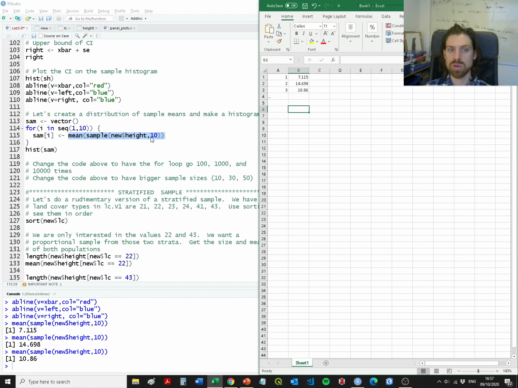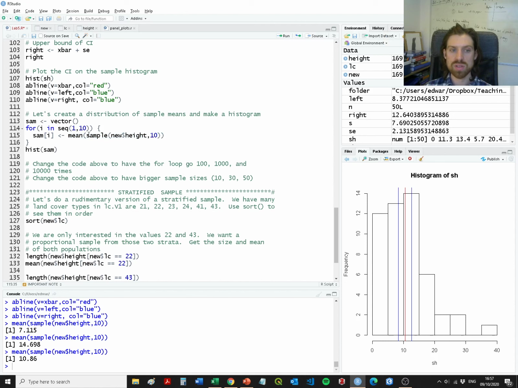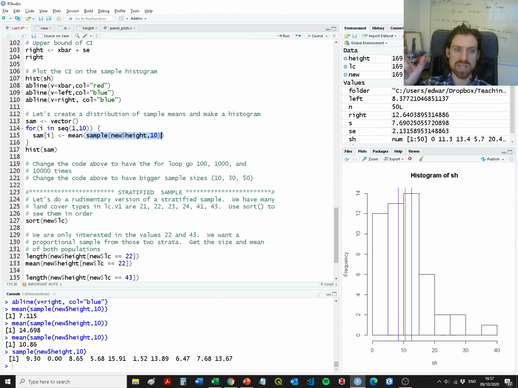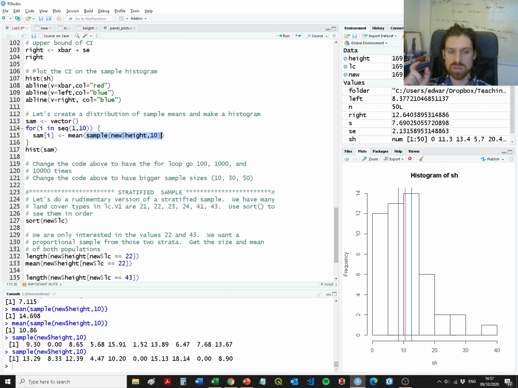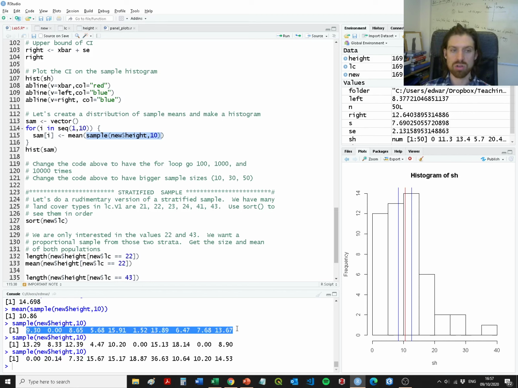And each time it's going to be taking 10 data points. So it's taking 10 of them from the population data set, and it's taking the mean of those. You can see how I'm iterating through them here. And then it's going to take the average across all of those values and add it to the vector.